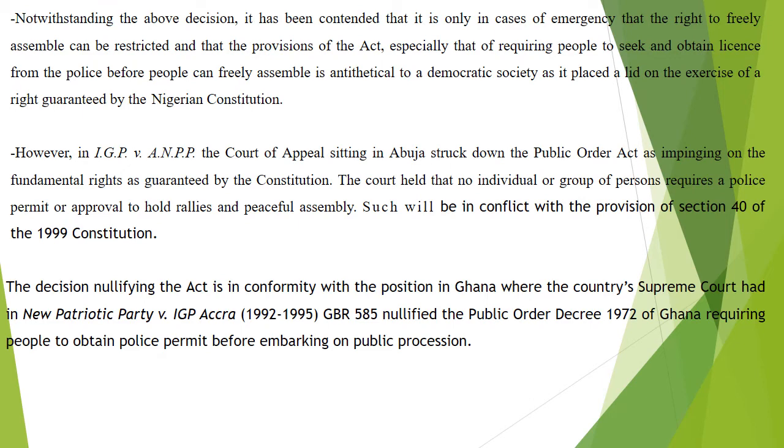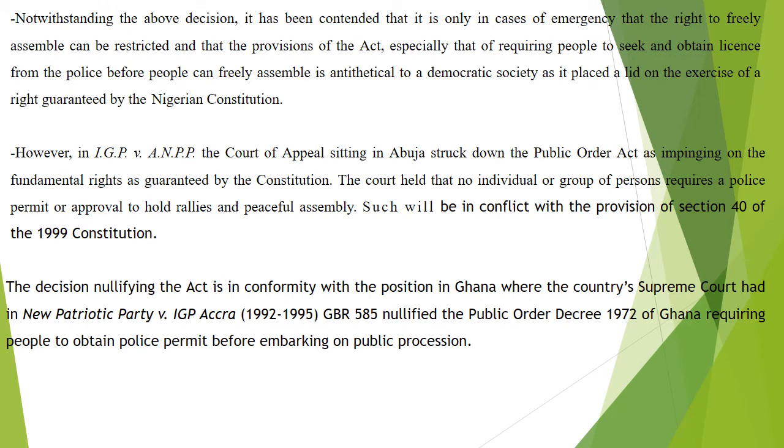So we have seen that notwithstanding the above decision, it has been contended that it is only in emergency that the right to freely assemble can be restricted, and that the provisions of the Act, especially that of requiring people to seek and obtain a license from the police before they can freely assemble, is antithetical to a democratic society, as it places a limit on the exercise of a right guaranteed by the Nigerian Constitution.